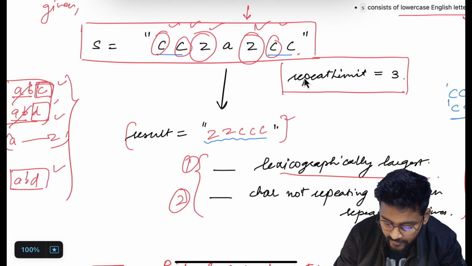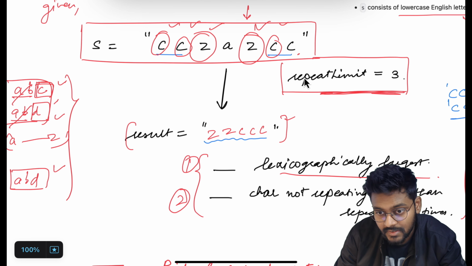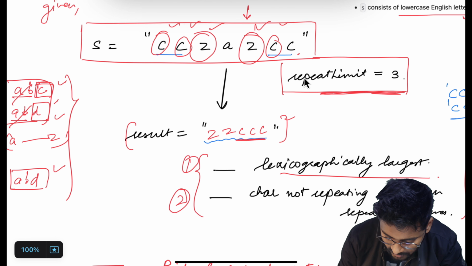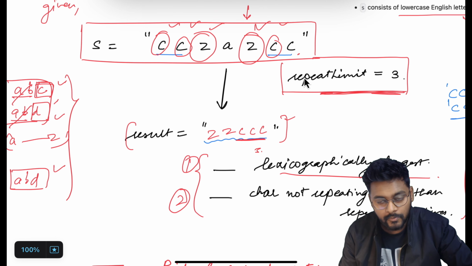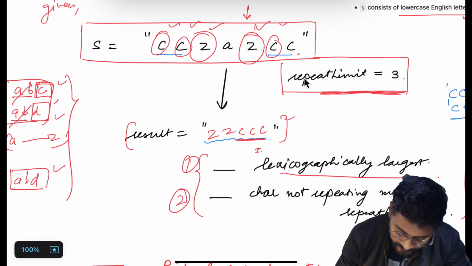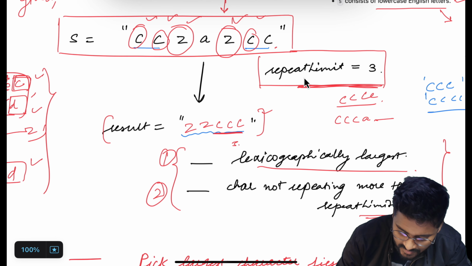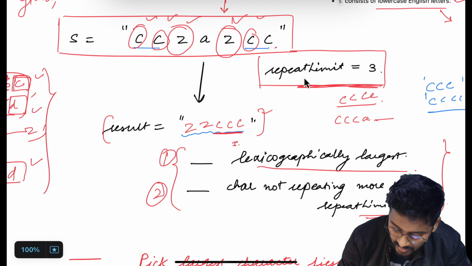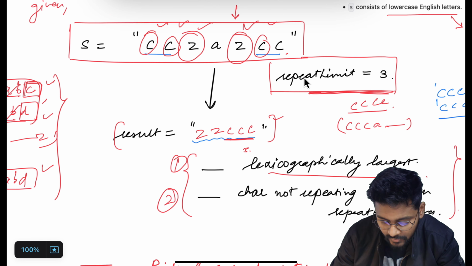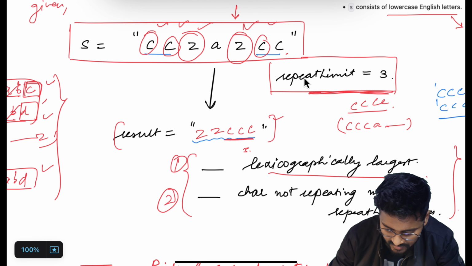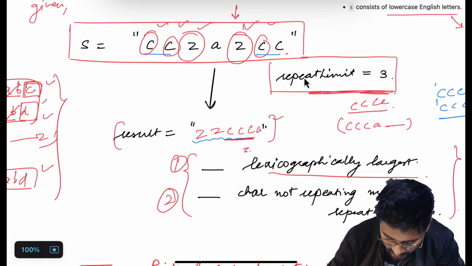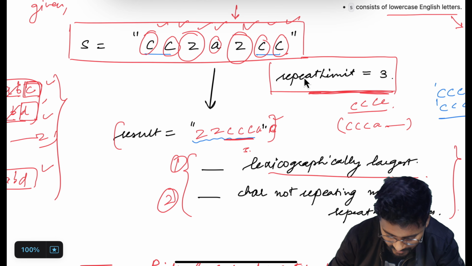C is coming 4 times, but we have a repeat limit. It means we cannot use C more than 3 times together. So here the limit of 3 is crossed. It means we have to adjust some character in between. C cannot appear altogether 4 times, but it is possible that we use C 3 times and then A, and then again C. In short, to make it valid, we need to adjust another A in between. Once A is added, I can use this C, the largest character.